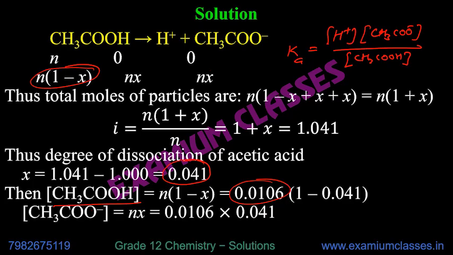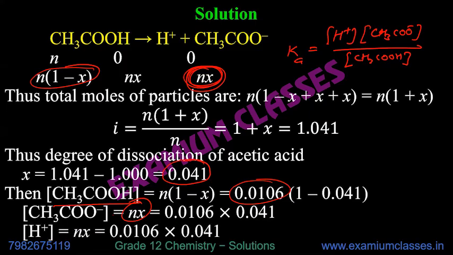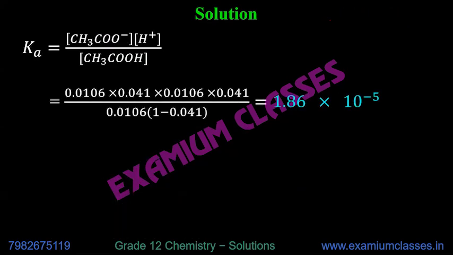Similarly, acetate ion concentration at equilibrium is nx, and the same will be the concentration of hydrogen ion. Substitute these values in the formula and you will get the answer as 1.86 into 10 power minus 5.